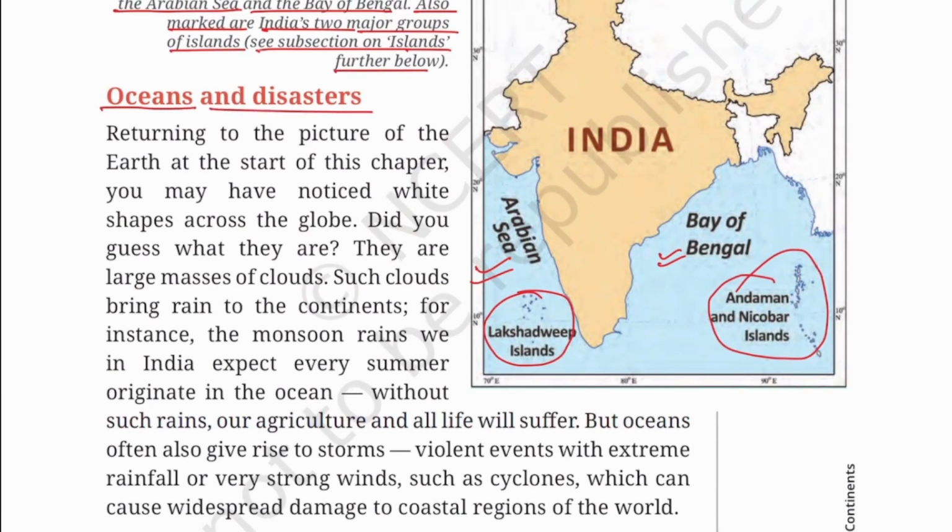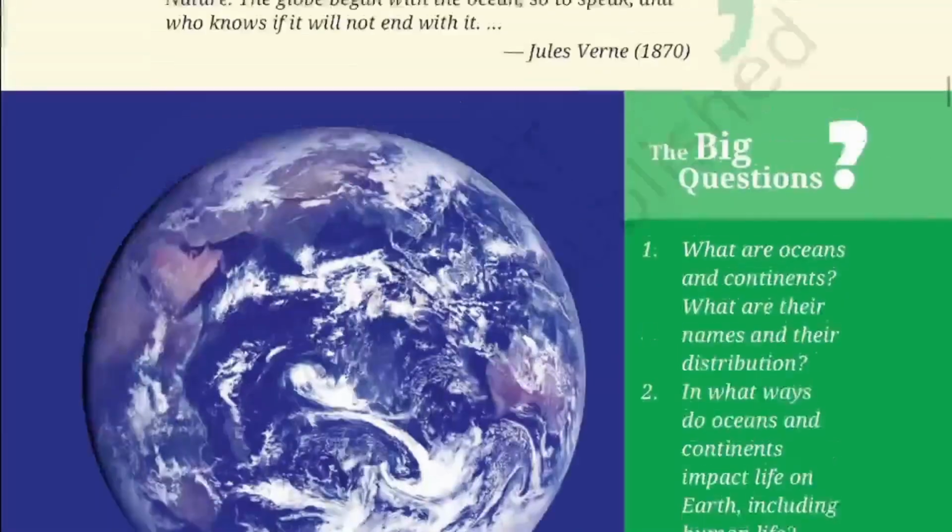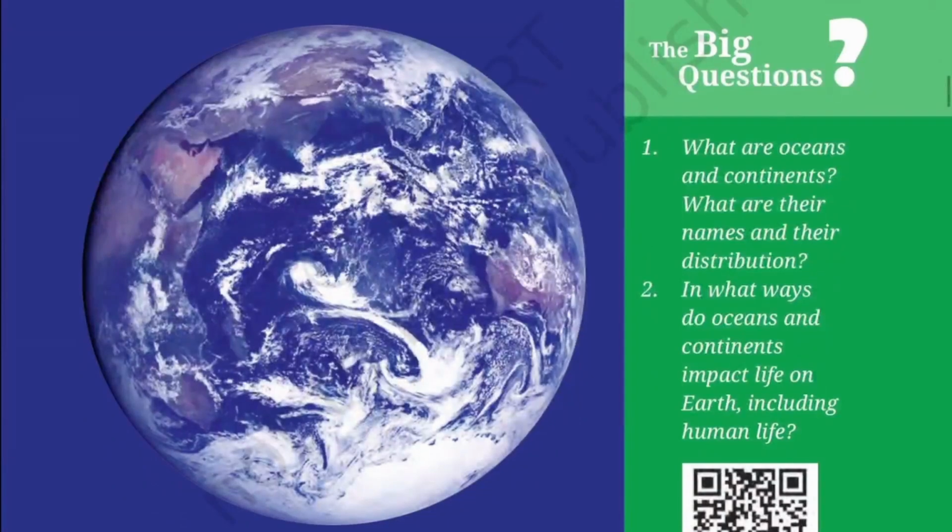Oceans and disasters. Returning to the picture of the earth at the start of this chapter, you may have noticed white shapes across the globe. At the start of the chapter, you have seen a picture, this one. You can see brown, blue and white things. Brown signifies land, blue signifies water bodies, and white signifies clouds.